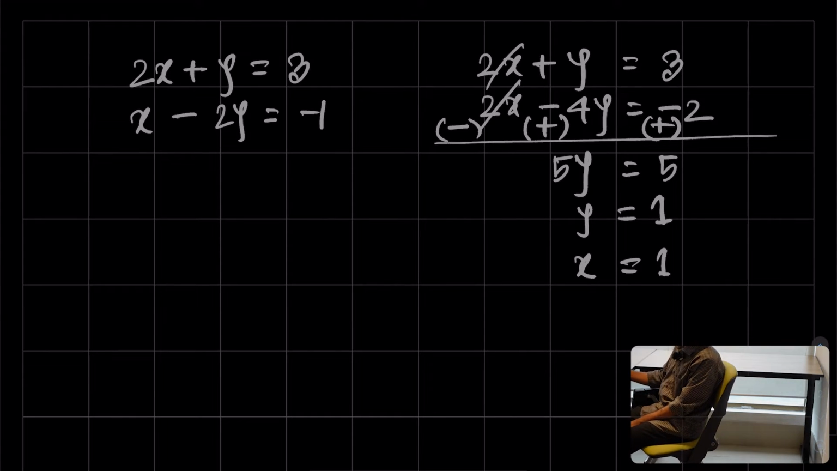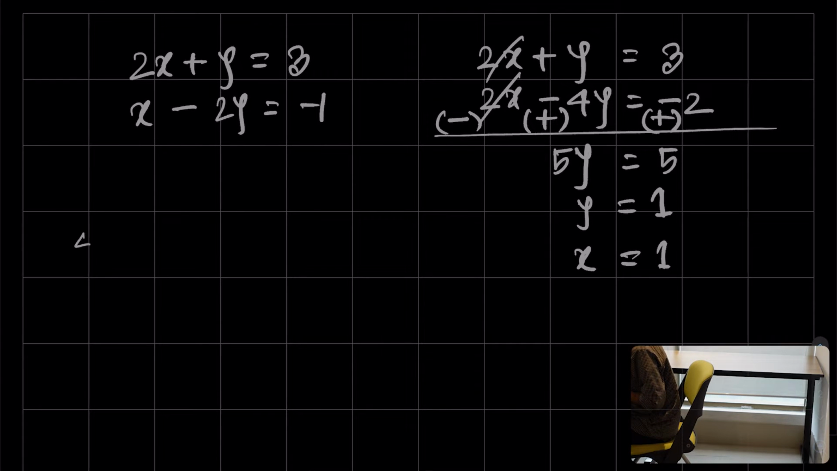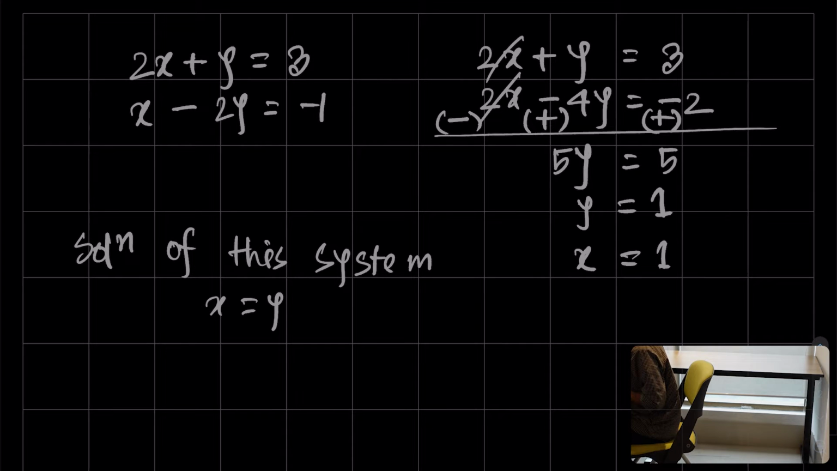So the solution of this system is what? x equal to y equal to 1, right? So the solution of this system is x equals y equals 1.